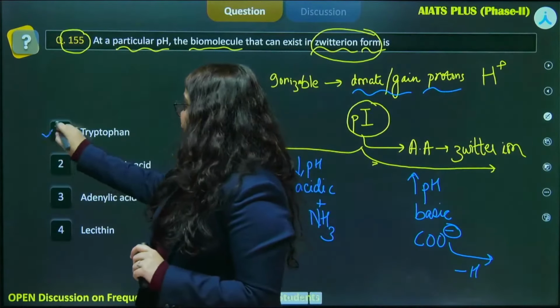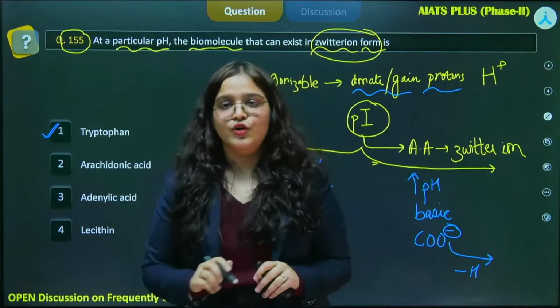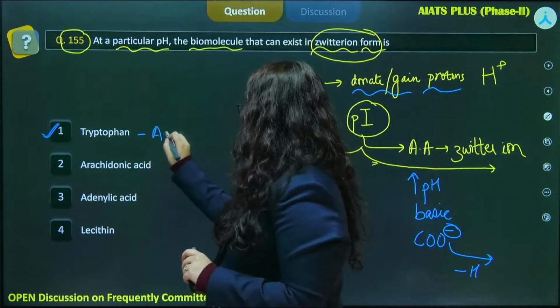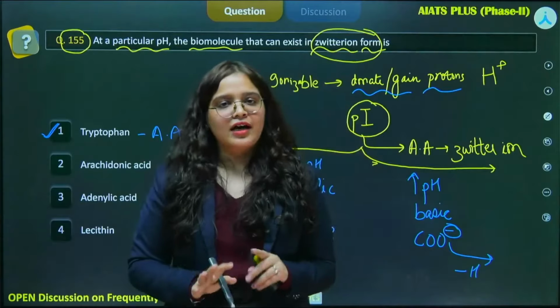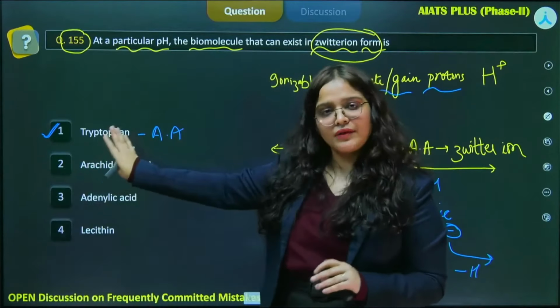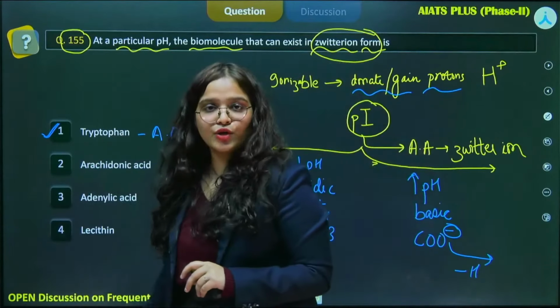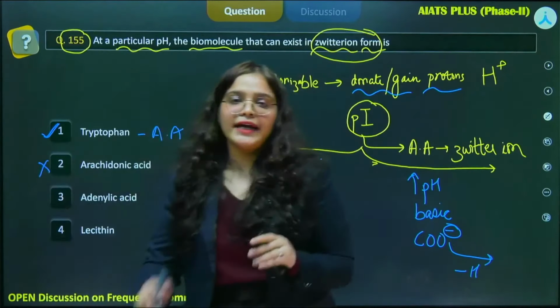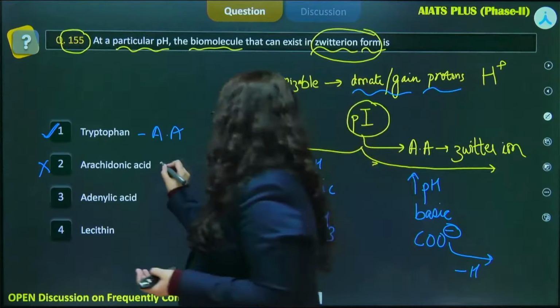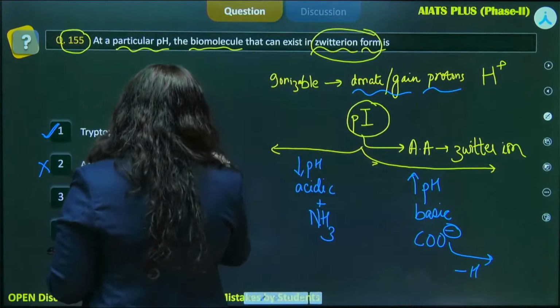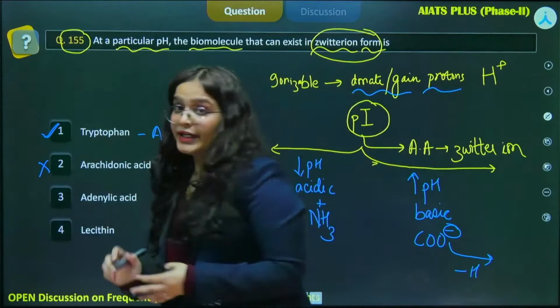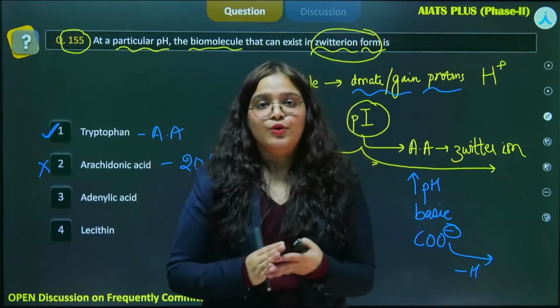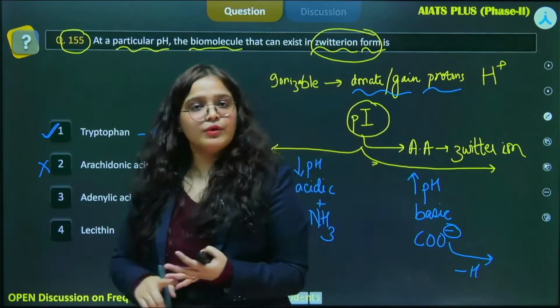Alright, so now let us read the options. Tryptophan. So tryptophan is an amino acid, as we all know. And thus our answer seems to be option 1 itself. But let us discuss the other options as well, where option 2 states arachidonic acid. So arachidonic acid is basically a lipid which is composed of 20 carbon atoms, and as I have explained already that lipids cannot form Zwitter ions, therefore option 2 will be incorrect.